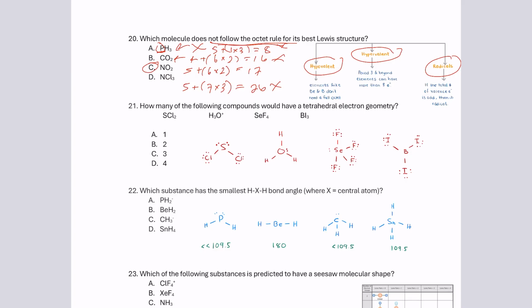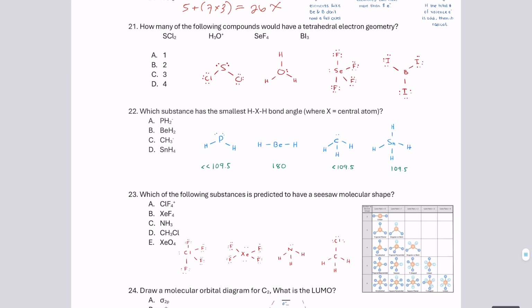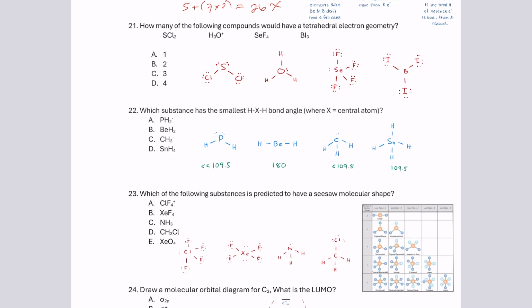Moving on to problem 21. How many of the following compounds would have a tetrahedral electronic geometry? To determine how many of these compounds have a tetrahedral electronic geometry, we need to count the total electron-rich regions around the central atom. We'll start with sulfur dichloride.